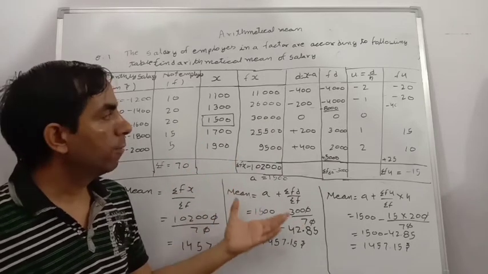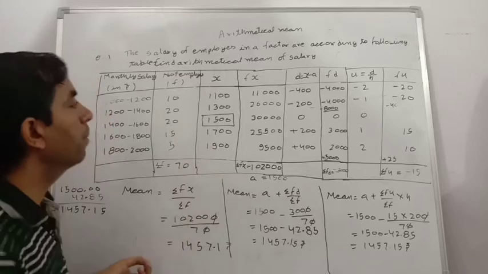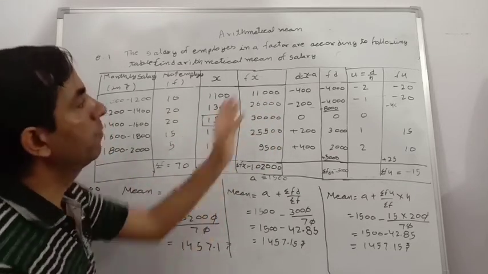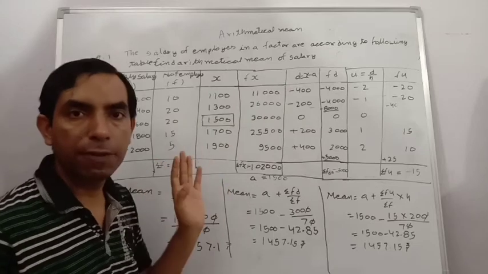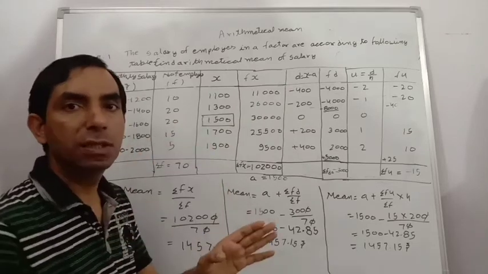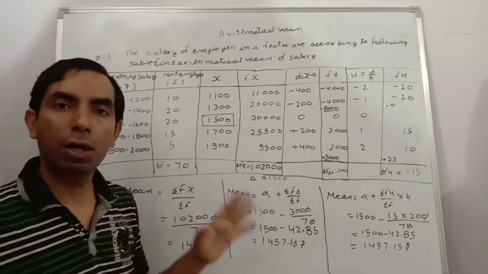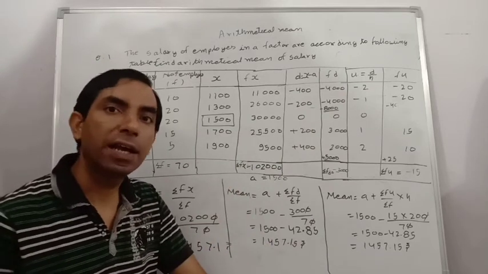By this method we can calculate the assumed mean, but always remember this method works only for large numbers, because with small numbers we can easily calculate the summation fx. But if it is large, then we find the d and summation fd. If it is also large, then we find the summation of fu. By this method we can calculate all questions. So let's take another question.